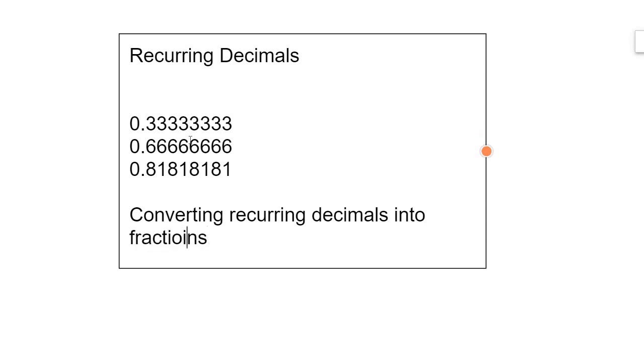Now we know 0.333 in fractions is 1/3. 0.666, some of us know that is 2/3. But if you get something like this, how would you know what fraction this recurring decimal is equivalent to? So I'm going to show you how we can convert a recurring decimal into fractions.